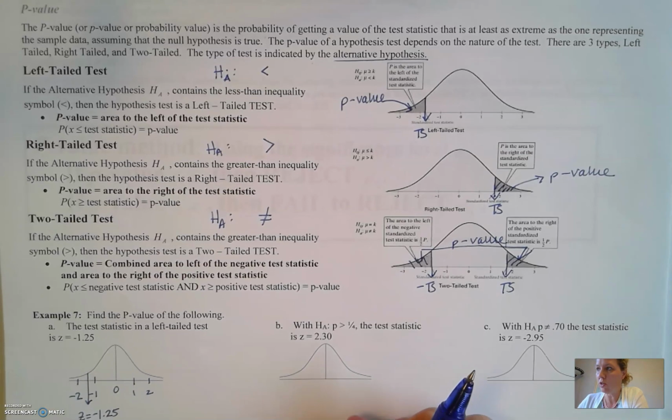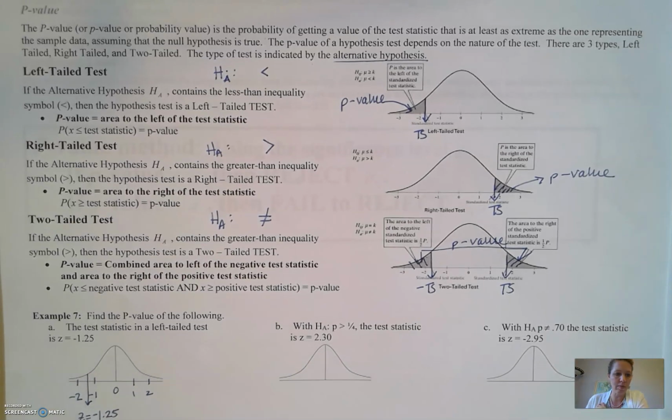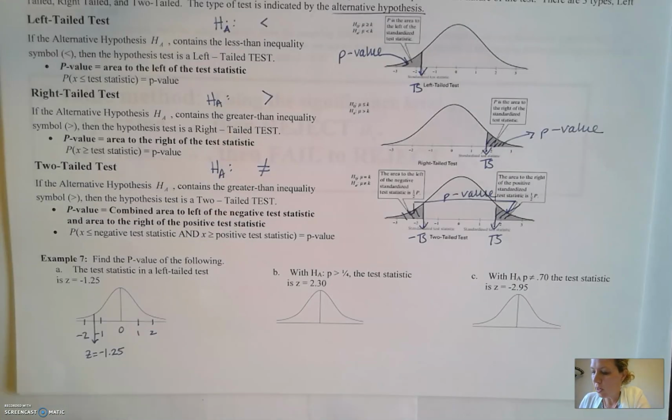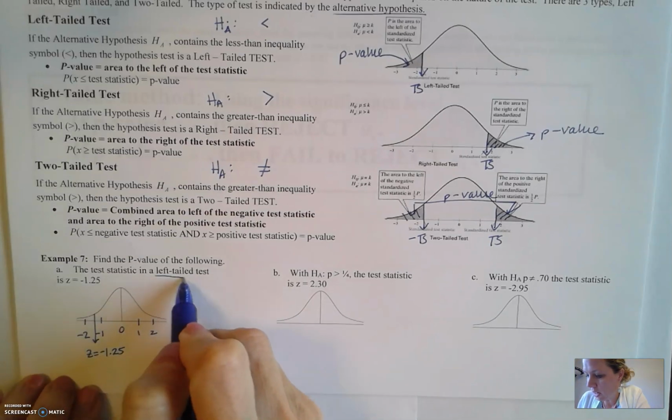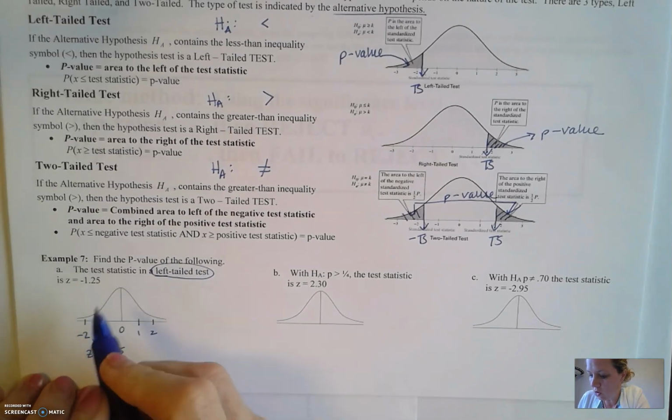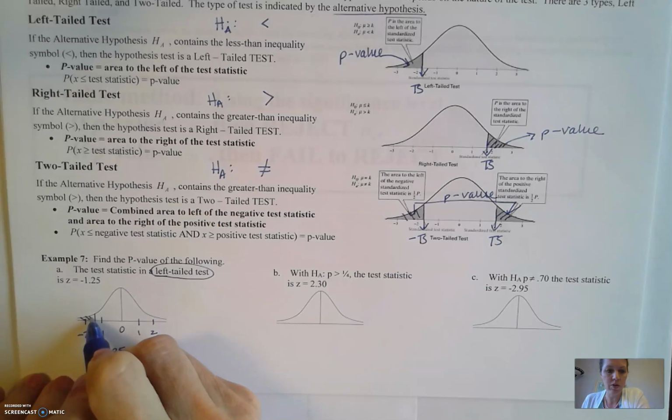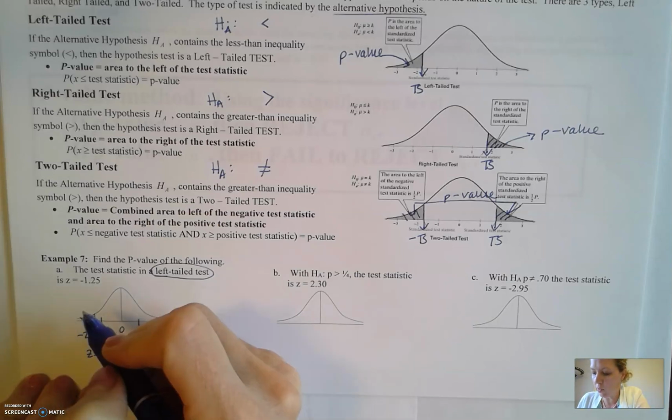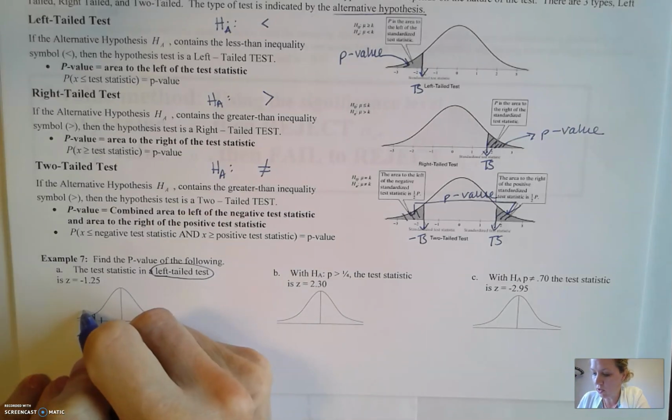Well, what we can do, let me just adjust this here. Since it's a left-tailed test, we know that it's going to be a left tail. So we're going to shade to the left of z equals negative 1.25. This is the p-value.